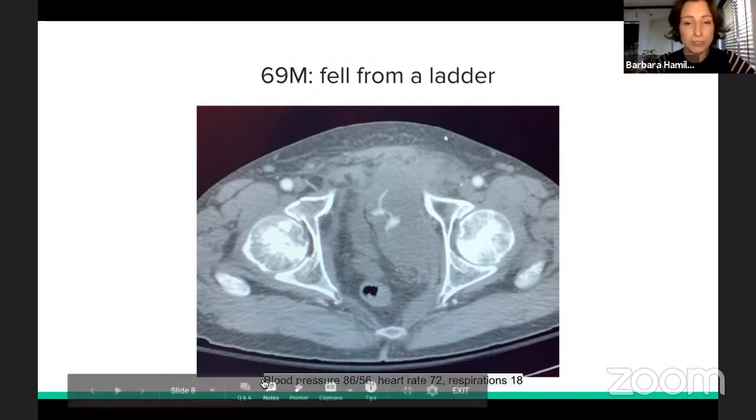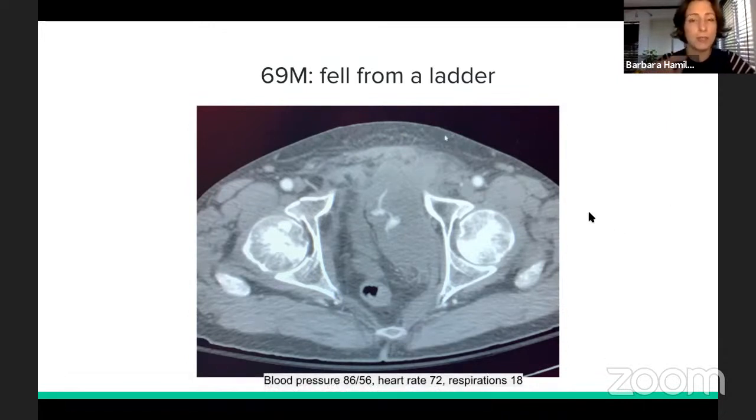So his blood pressure, I just gave you some of his vital signs here to show. So normal blood pressure is classically like 120/80. And when you have a trauma patient who's bleeding, their blood pressure can drop, and compensatorily, their heart rate can increase. So this gentleman had a low blood pressure of 86/56, but his heart rate was still kind of a steady 72, so within normal range.